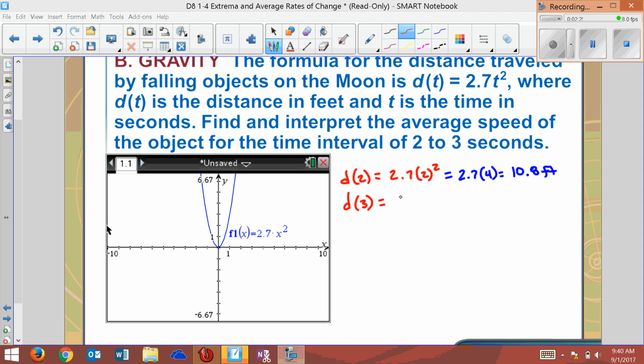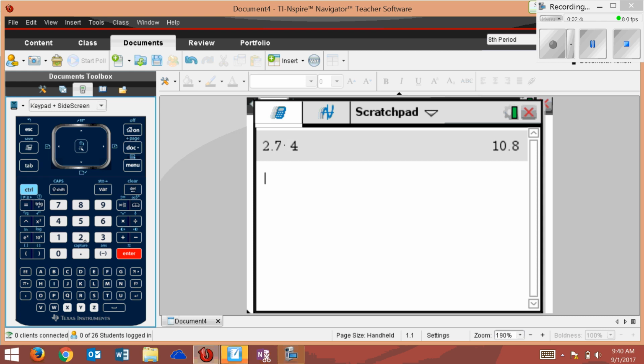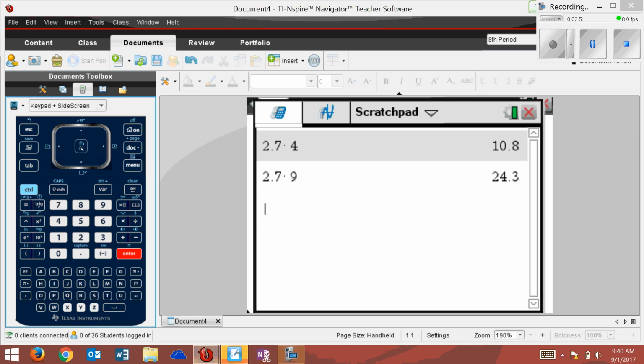If I plugged in 3, I would have 2.7 times 3 squared. So that's 9 times 2.7. I believe 9 times 2 is 18, and 9 times 0.7 is 6.3. So I think that would be 24.3. We could check that in the calculator just to double check. Let me pull up my calculator here. 2.7 times 9. Yeah, that's 24.3.